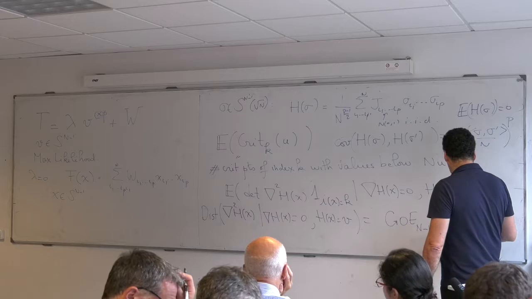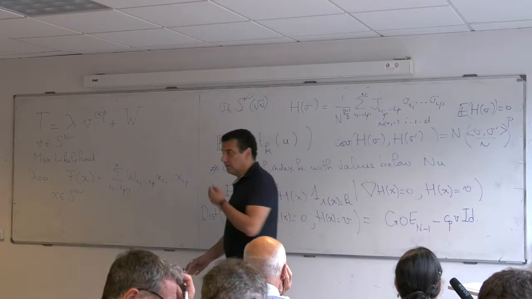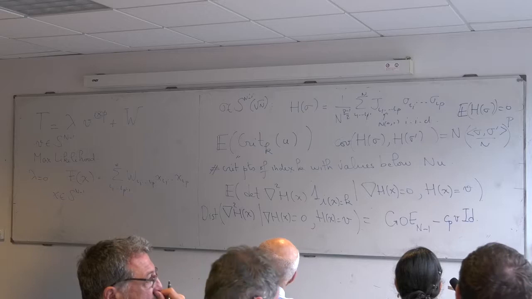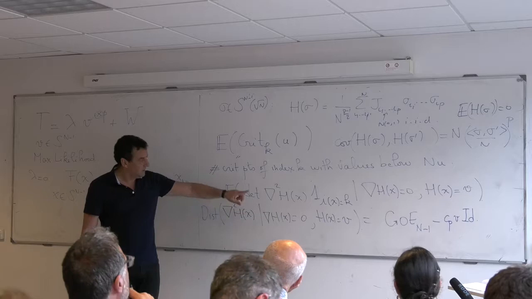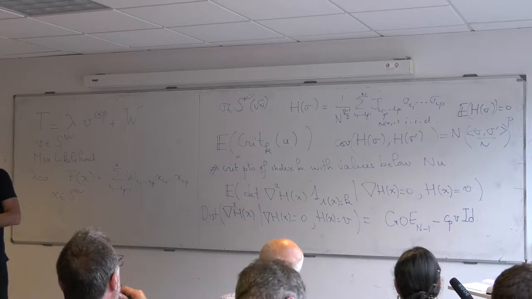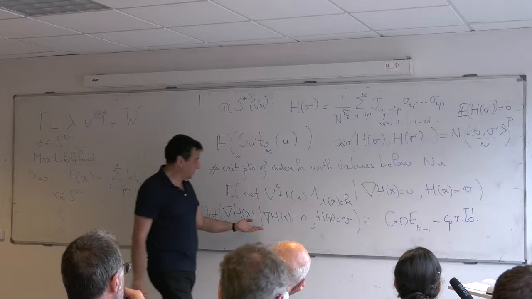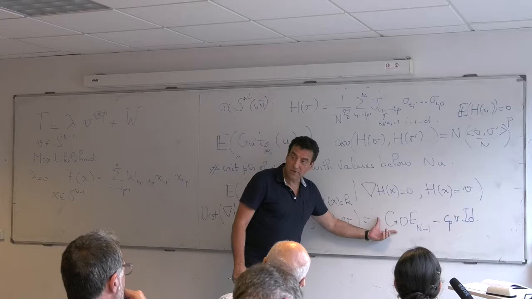So that's the important fact. That's easy to check. So the Hessian is in fact simply, of course, you have to understand what the Hessian means on the sphere, but I'm sure you can figure that out. It's simply a GOE shifted by something which depends on the value, right? So why is it a GOE? It's because this thing is isotropic. That's what creates this random matrix, right?